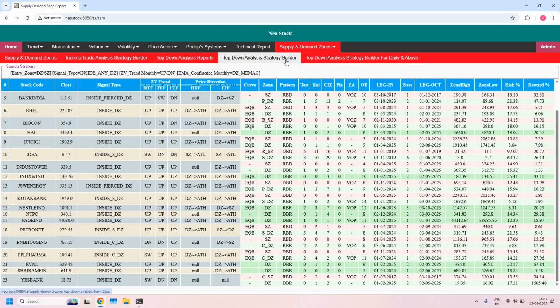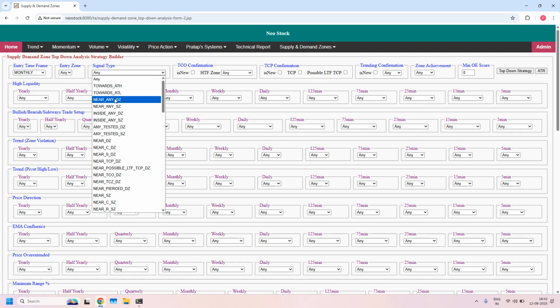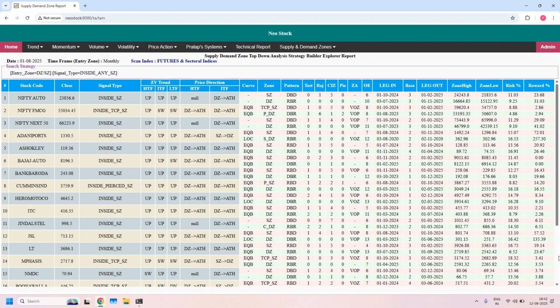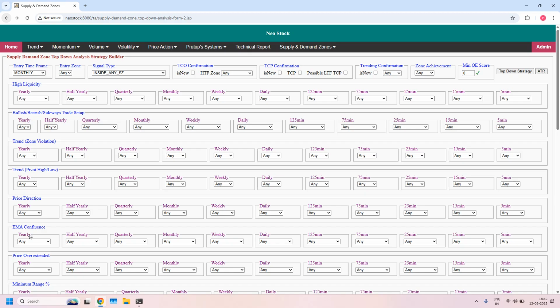Okay, next, price closed inside the monthly supply zones. First 15 stocks in the list. I am scrolling the list down. Total 22 stocks are filtered. We can further filter this list based on monthly supply zones having monthly EMA confluence.